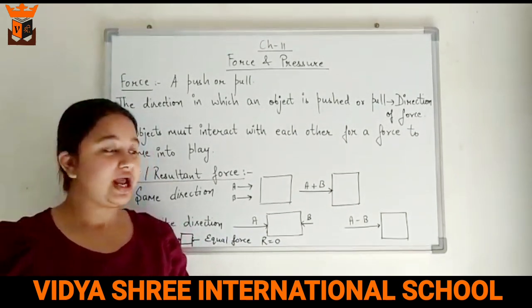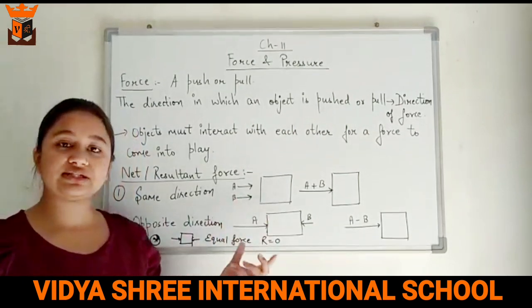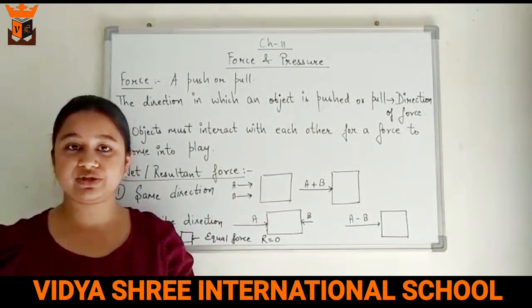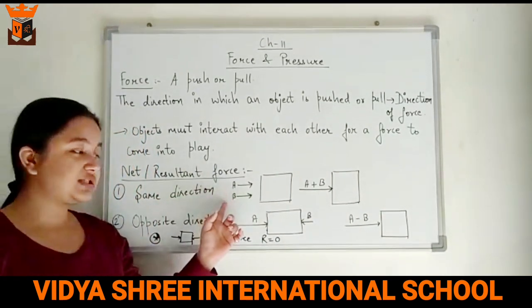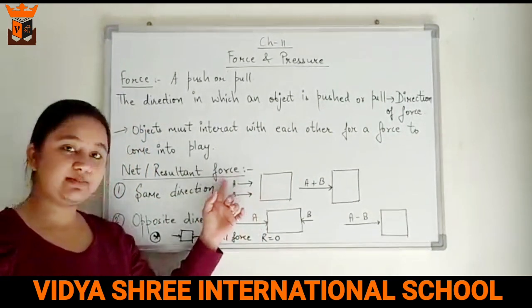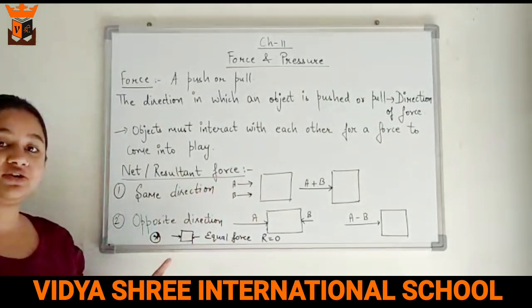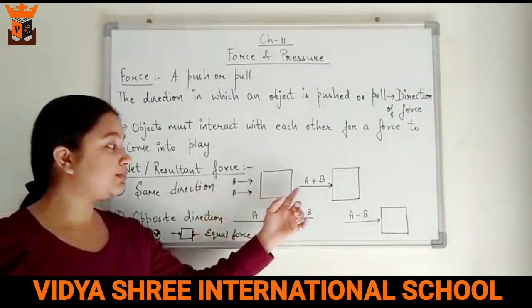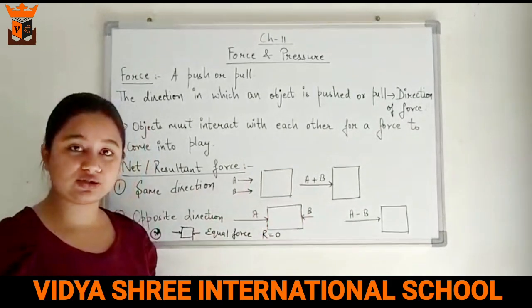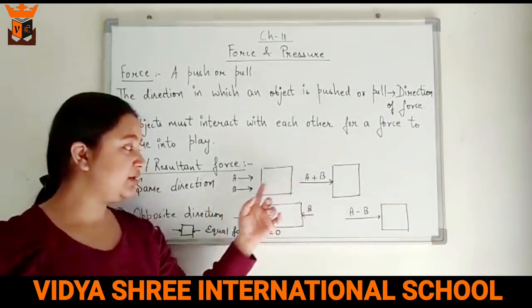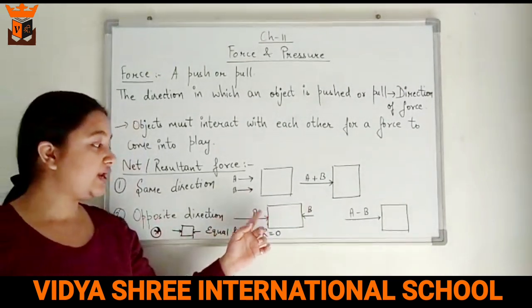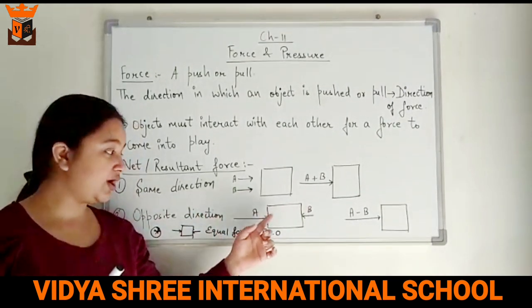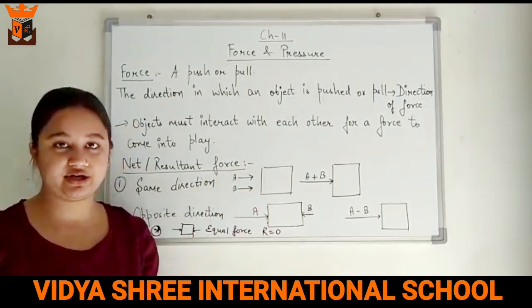Now, what happens when many forces act on a single object? There become two situations. First one is when two forces are acting on an object from the same direction. What will be the resultant force? The resultant force will be the sum of both the forces and the direction will be the same as in the previous case.